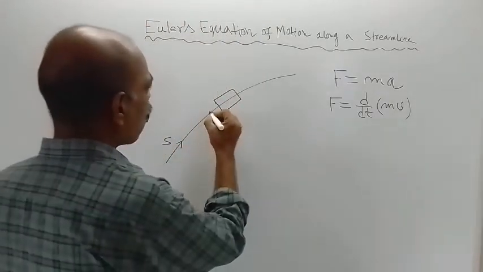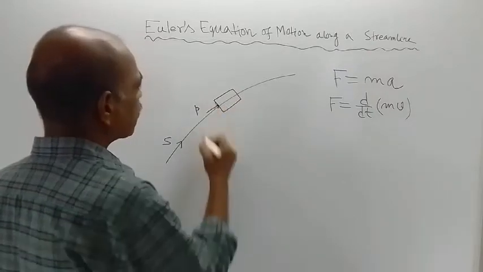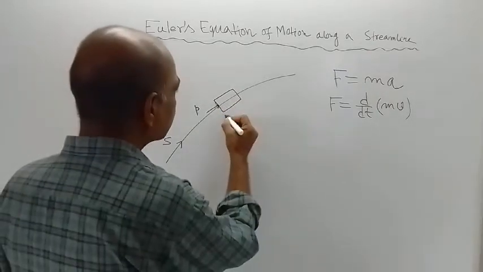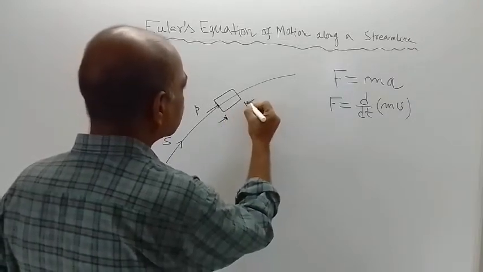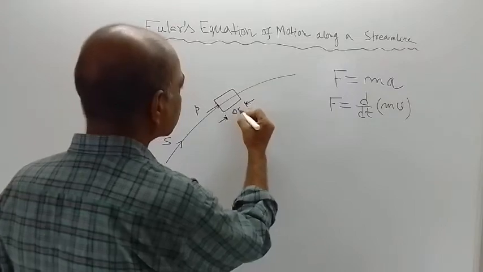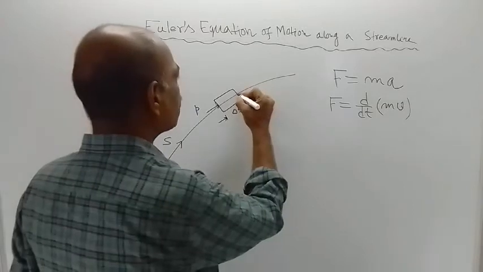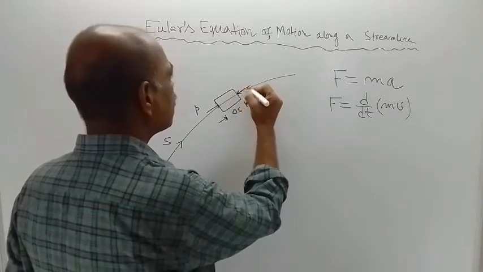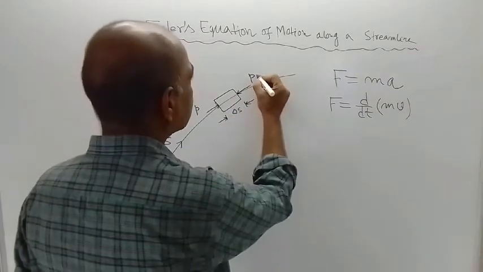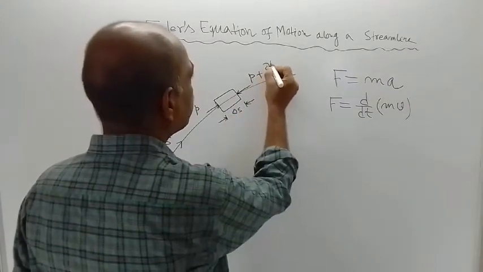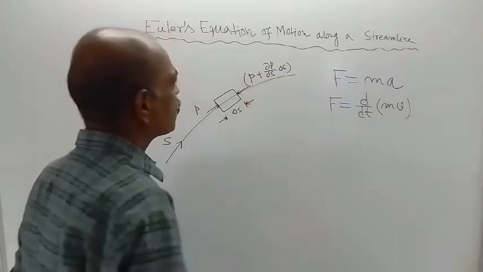Suppose on this surface the pressure is P. And let us take the length of the cylindrical fluid element to be delta S, S for streamline. So on the opposite surface, what will be the pressure? Since it is at a distance delta S, the pressure will be P plus del P by del S multiplied by delta S. This much will be the pressure.